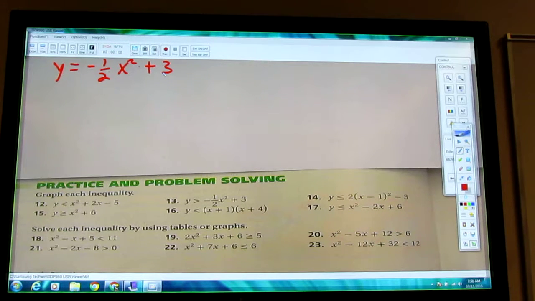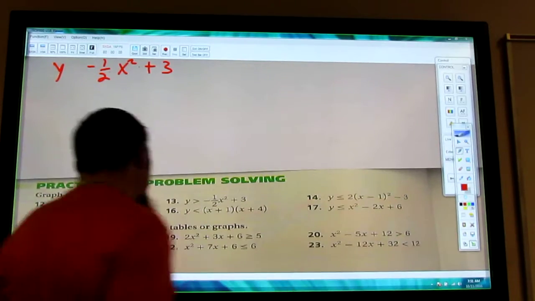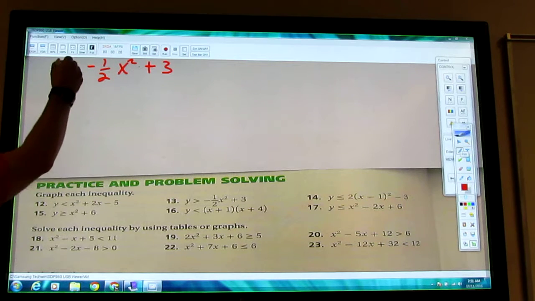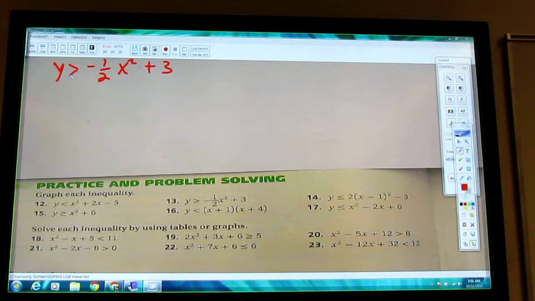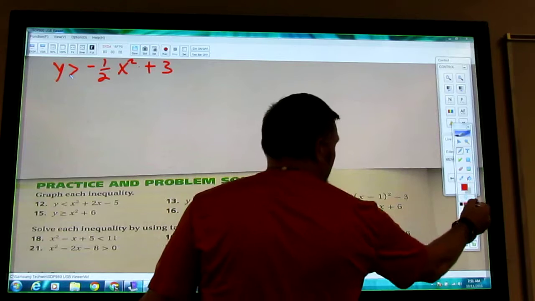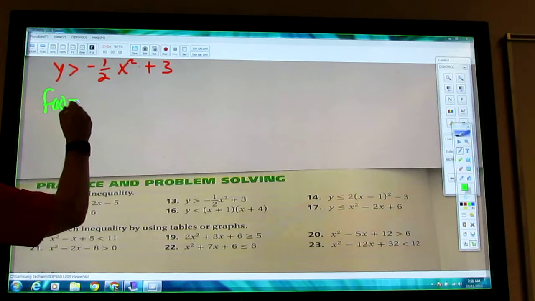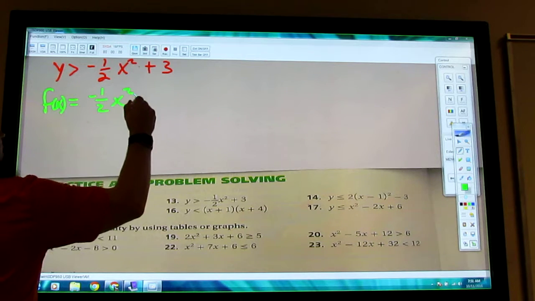Okay? And so you've got to graph it. It's not equal. Oops, sorry, thank you. So used to the equal sign. So what was it, less than or greater than? Greater than, good. So it's greater than, and so we're just going to solve it the same way as if it's equal. This is really f of x. It's y is f of x. So let's just think of it as f of x equals negative 1/2 x squared plus 3.